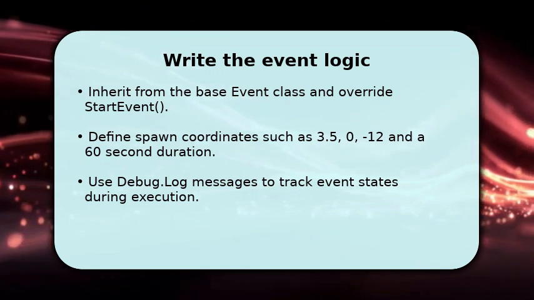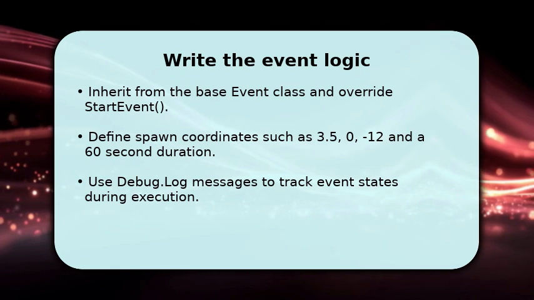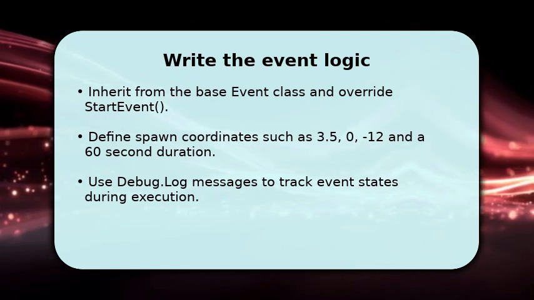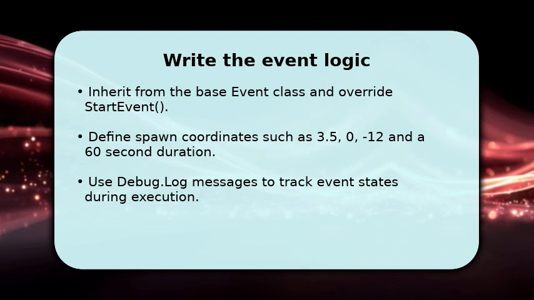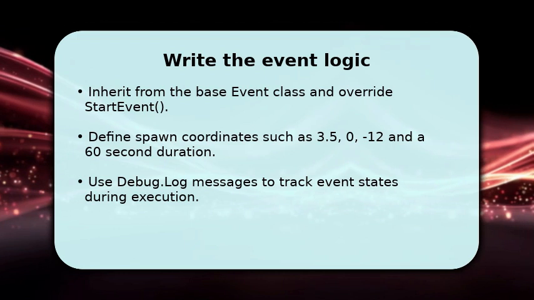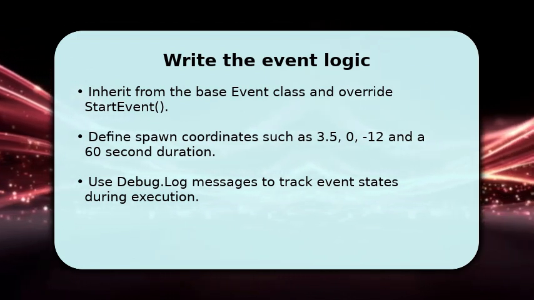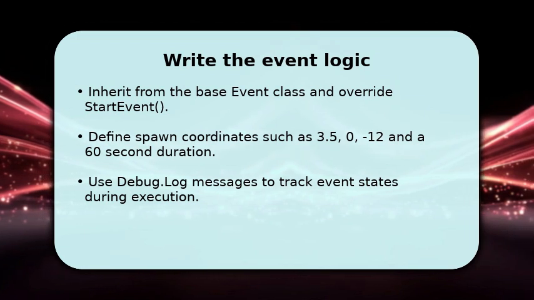Define spawn coordinates using floats, for example 3.5, 0, -12, so objects appear in the correct spot. Set a duration like 60 seconds for timed actions and use Invoke or coroutines for sequencing. Add Debug.Log statements at key points to monitor event progression during testing.